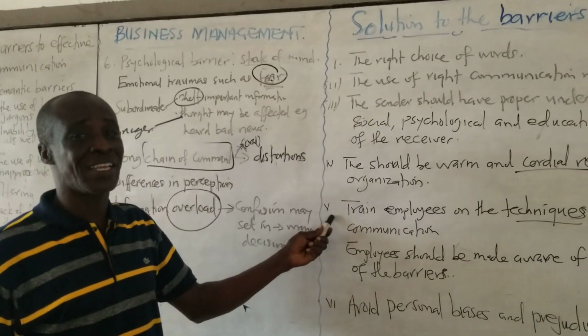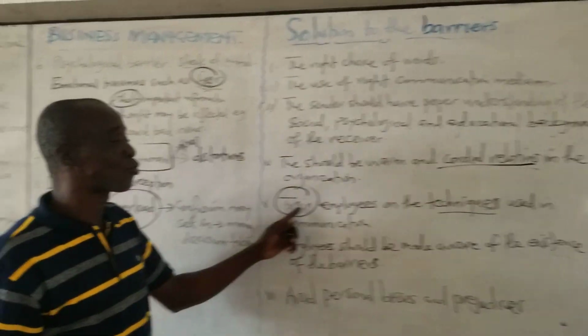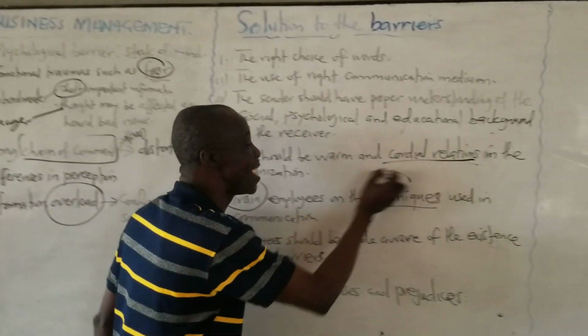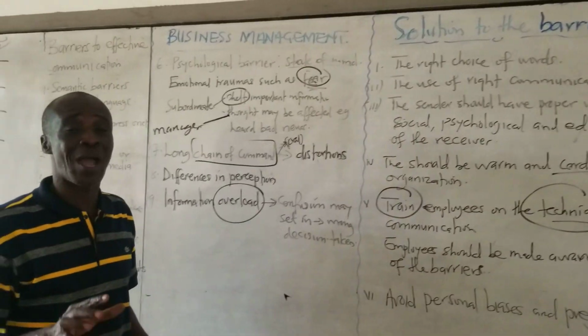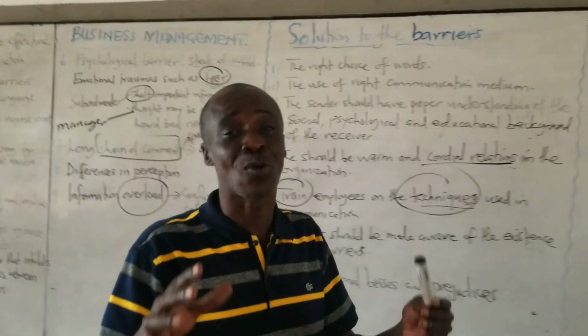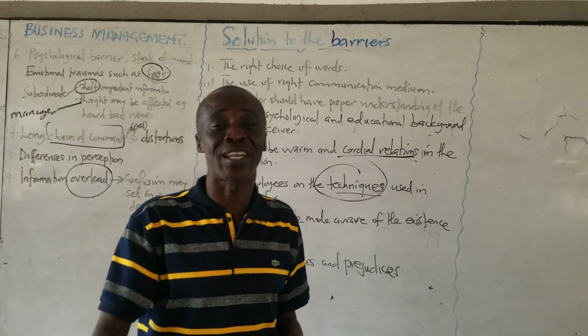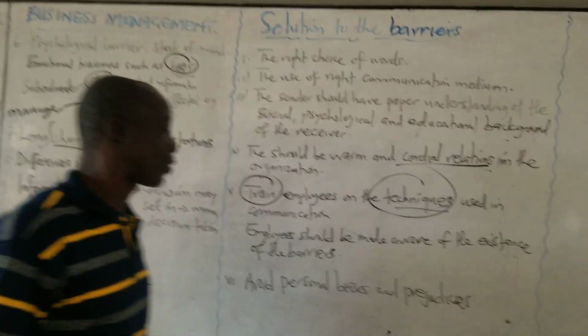Then the next one is very simple. It has got to do with training. So you have to train the employees on the techniques used in communication. So once the person is trained and has the techniques used in communication, then the person will be able to communicate effectively. So training is very, very important.